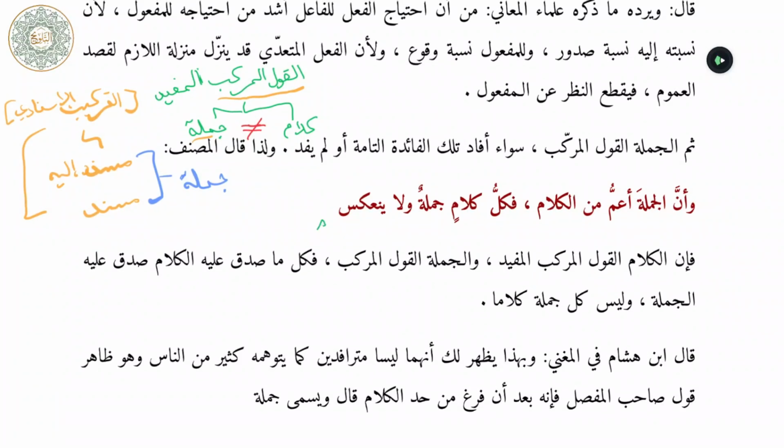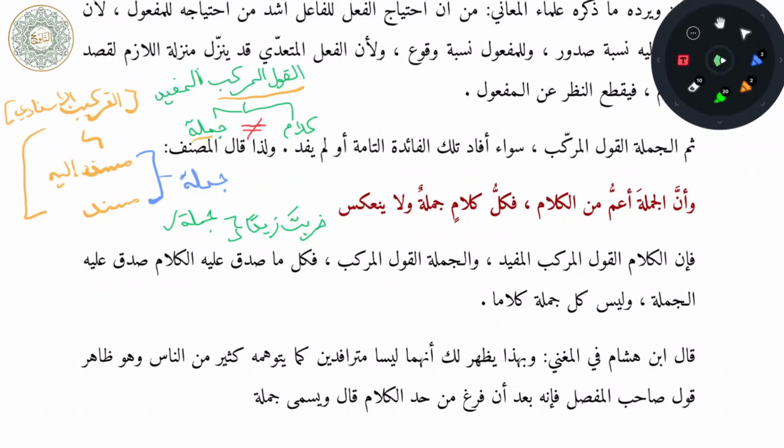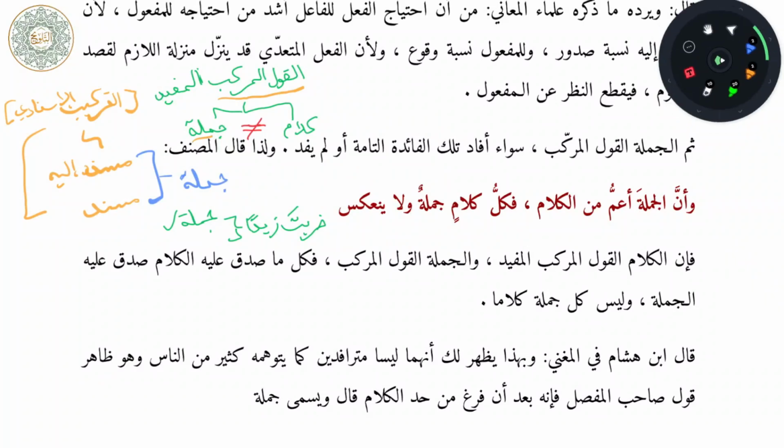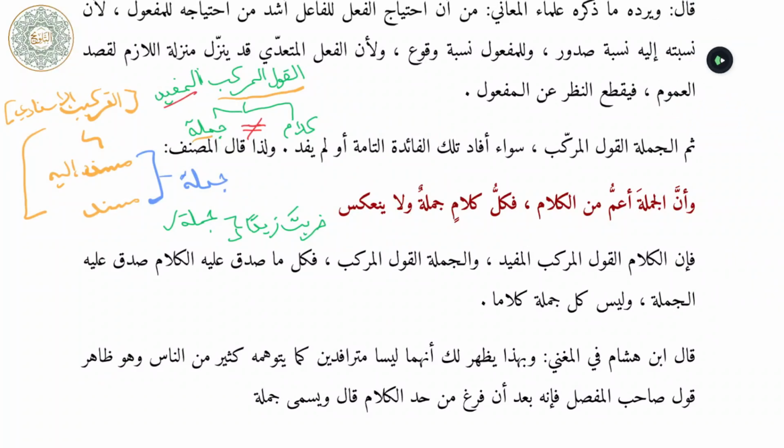ضربت زيدا, you hit Zayd. Over here, this is a jumla. Why is it a jumla? Because isnad of darb has been done to the ta pronoun. So isnad is found. And likewise, it's also a kalam. Why is it a kalam? Because al-mufid is also found, because it's giving a full meaning. So this is a kalam as well.